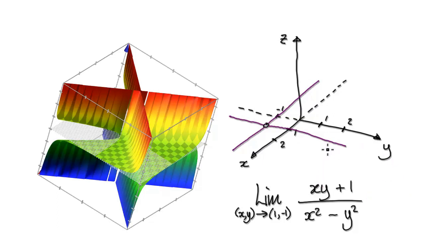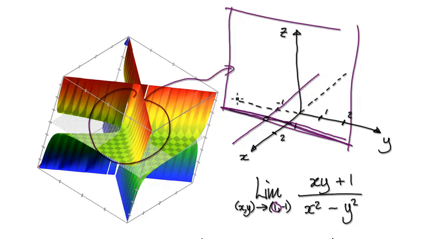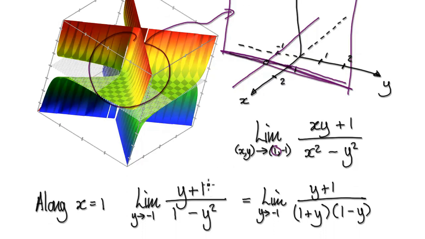Okay, so the first step is to consider along x equals 1. So consider this plane here. Imagine you've got a vertical sheet of paper. Where the surface intersects with this vertical sheet of paper, it will give you this equation.